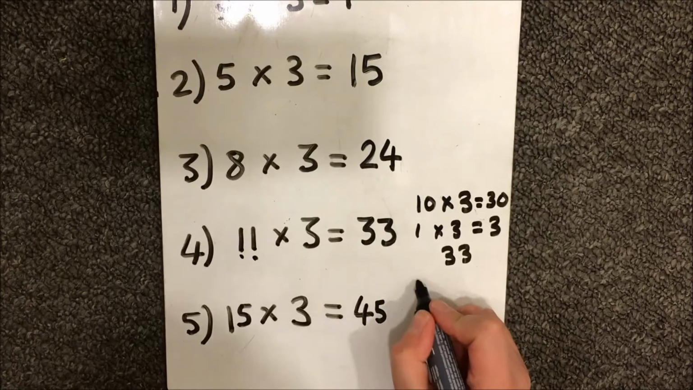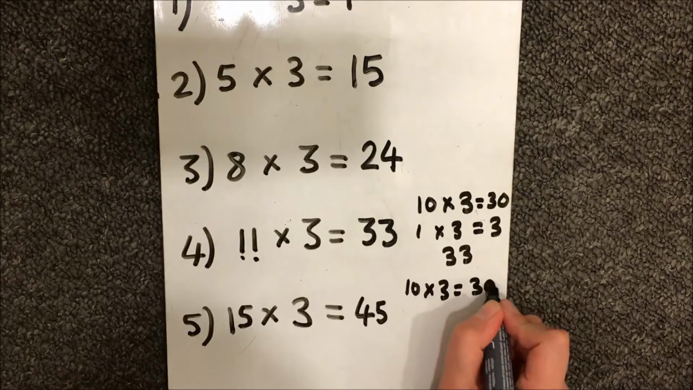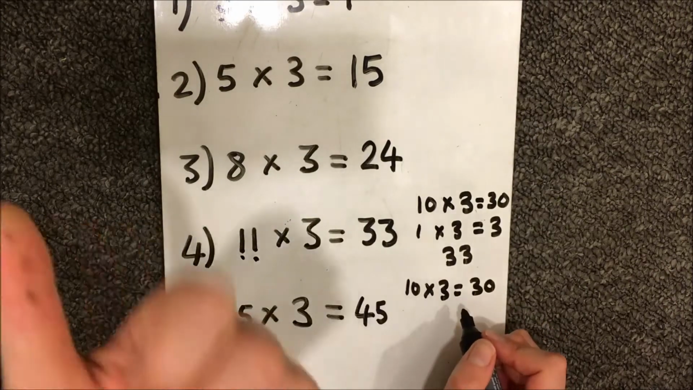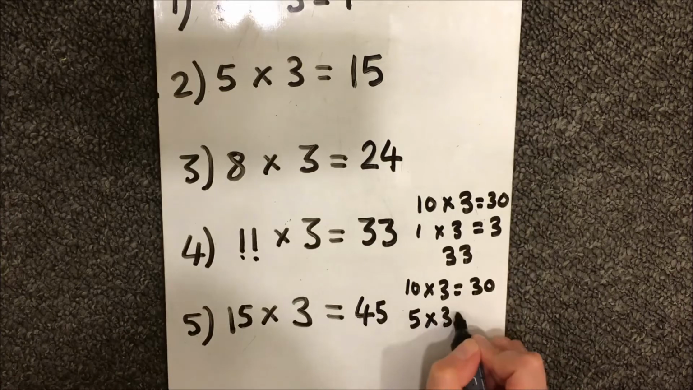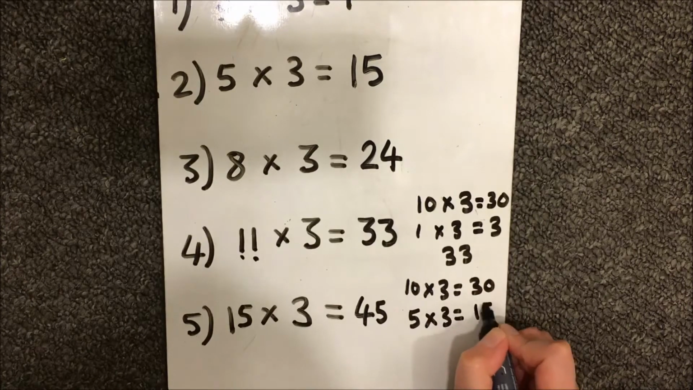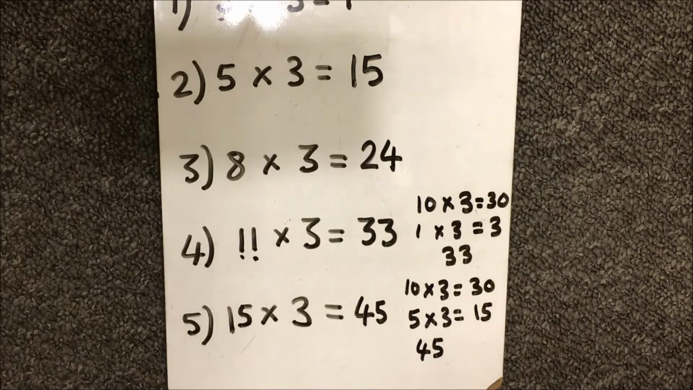Or you can do 10 times 3, which we know is 30 because 3 times 10, 10, 20, 30. And then you can do 5 times 3, which is 15, and then add them together. 30 add 15 is 45. That's a super challenge method if you understand that.